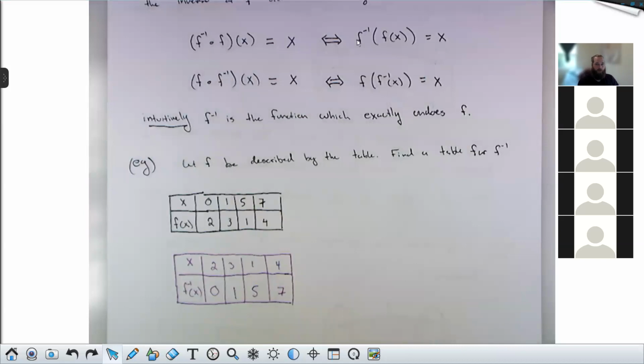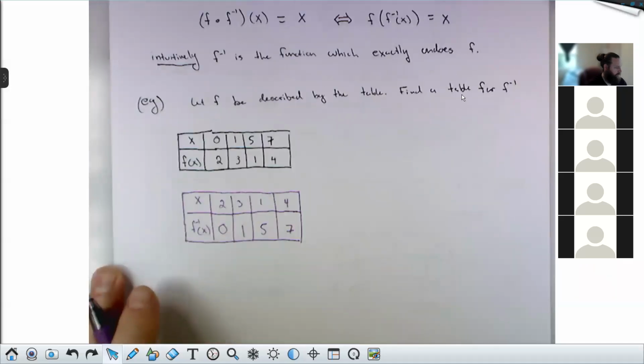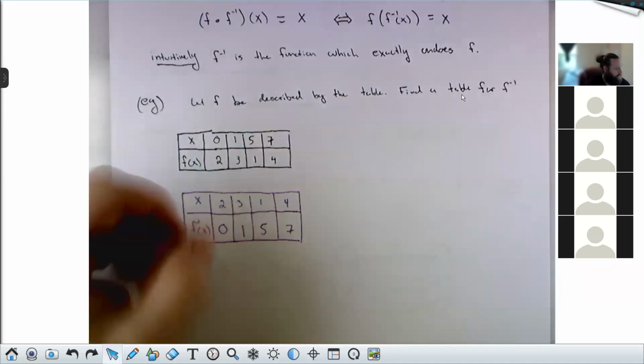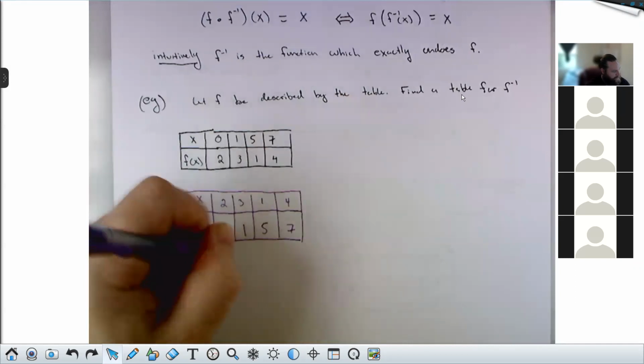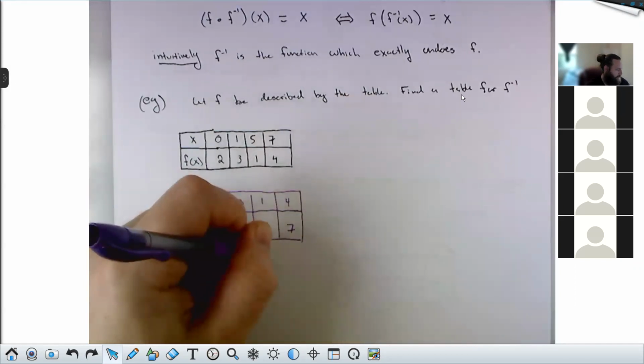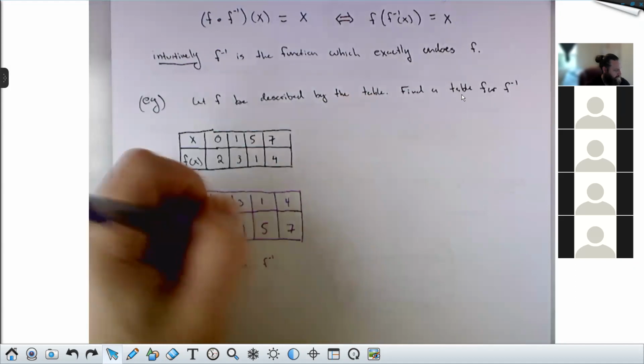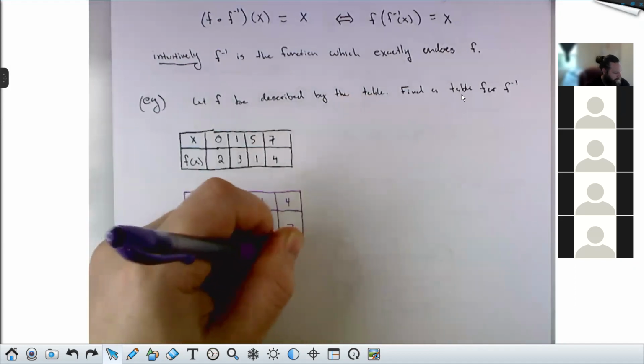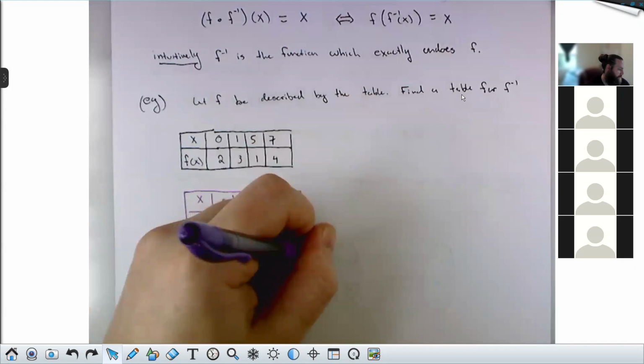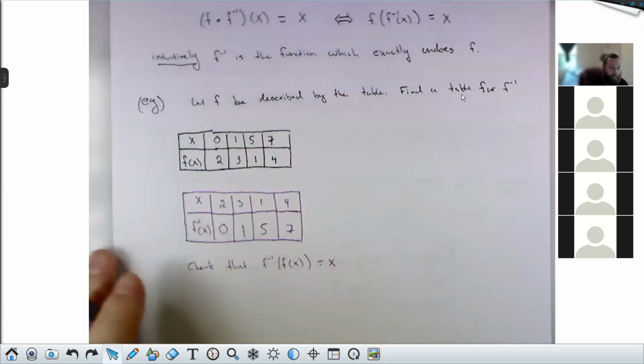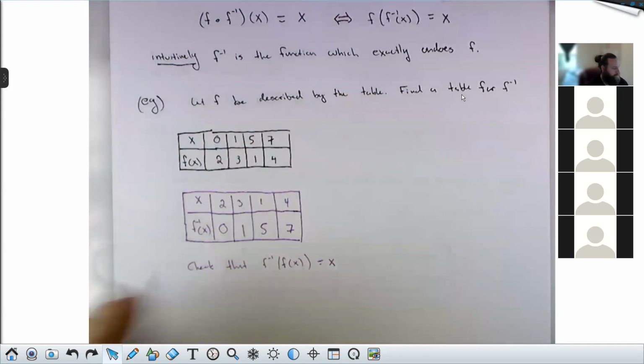And you can check that for any particular number x, these relations are satisfied. Sometimes being left-handed is just the worst because I want to write over here, but then I'm going to cover this. Let's check that F inverse of F of x is equal to x. Because we have a finite domain here and we don't have a formula for either function, we just have to check one at a time.